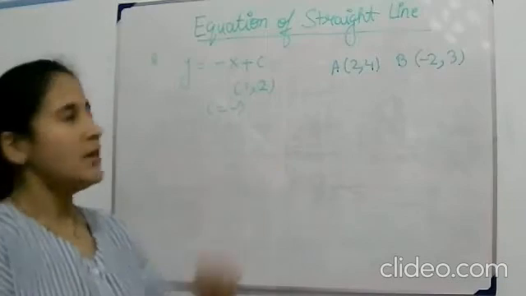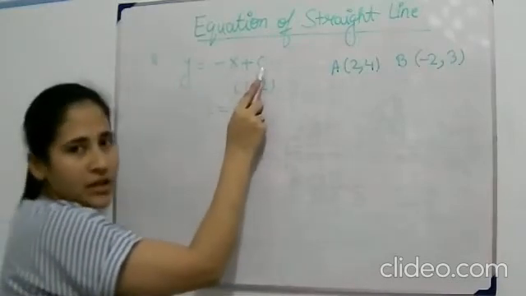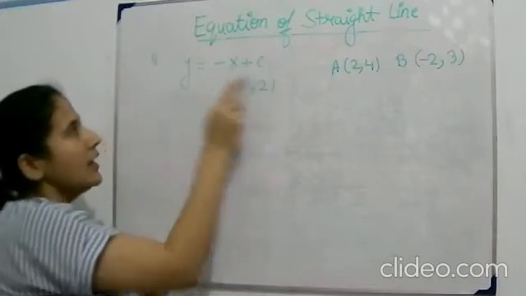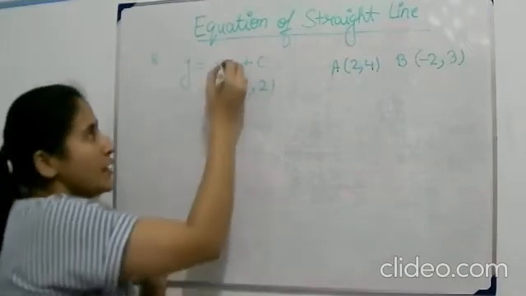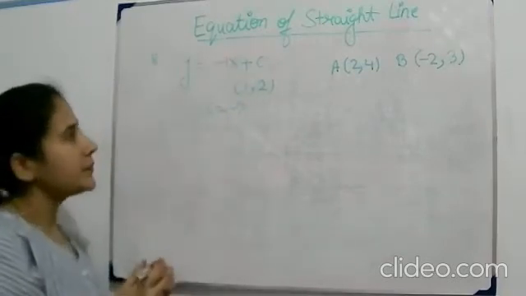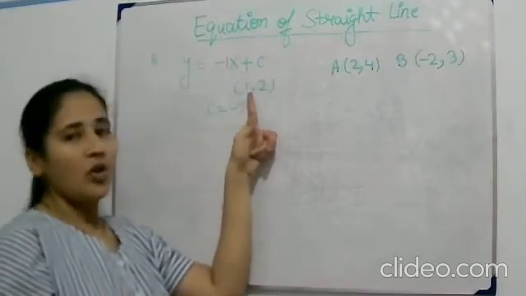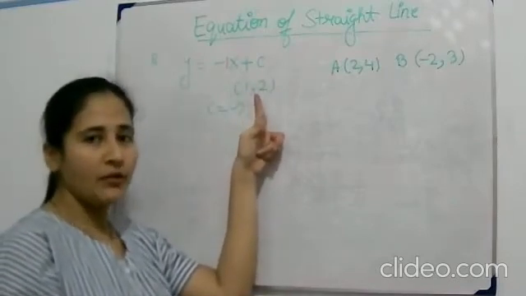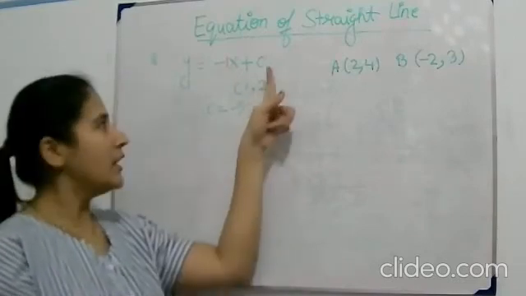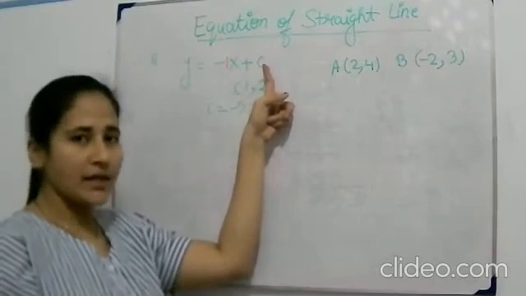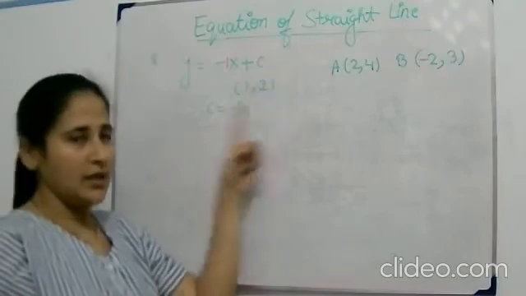Here are two questions. First is y equals minus x plus c. The equation of the line is given. This is a line y equals minus x plus c, where the value of m is minus 1. This line passes through the point (1, 2). The coordinate is given from where this line passes. We have to find the value of c, the intercept on the y-axis.